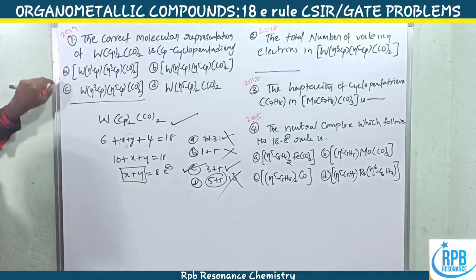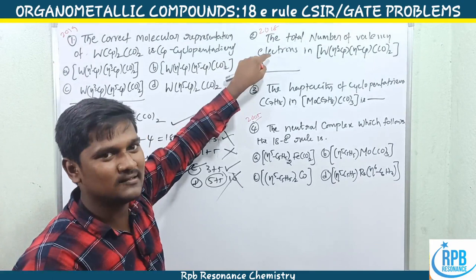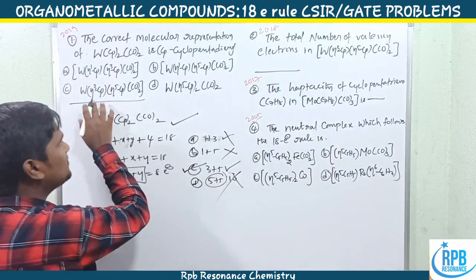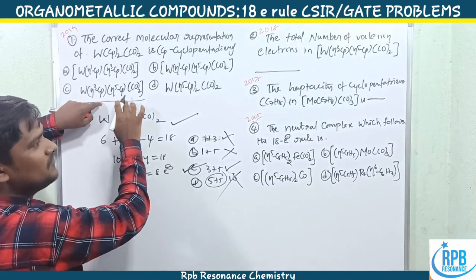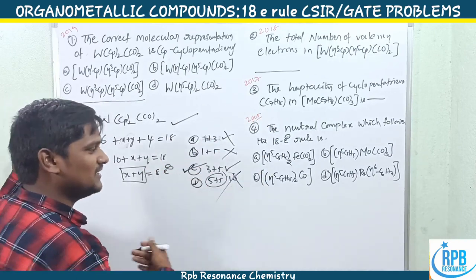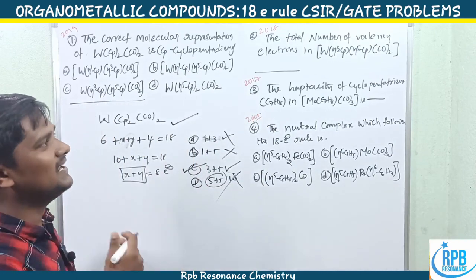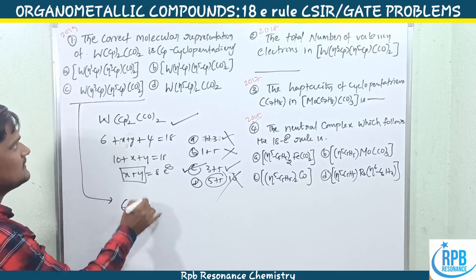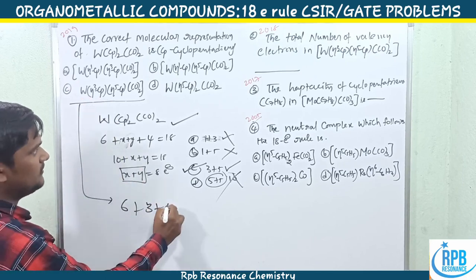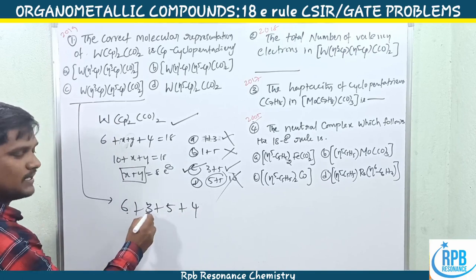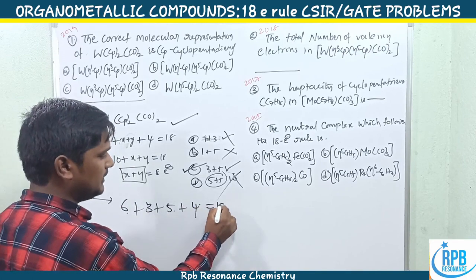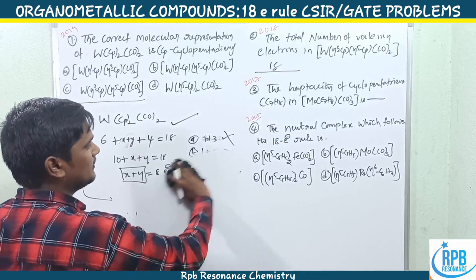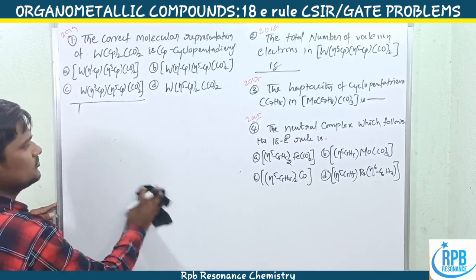So option C is correct. The same question was asked in numerical type in GATE 2019: the total number of valence electrons in tungsten eta 3 Cp, eta 5 Cp, CO taken twice. How many valence electrons are contributed to the 18 electron rule? Tungsten is 6. One Cp is 3 electrons and another Cp is 5 electrons. Two carbonyls are 4 electrons. 6 plus 3, 9. 9 plus 5, 14. 14 plus 4, 18 electrons. So the answer is 18 electrons. This is a single question given two times in GATE 2019. These are pretty easy problems.